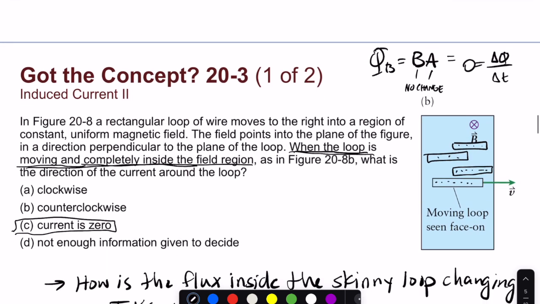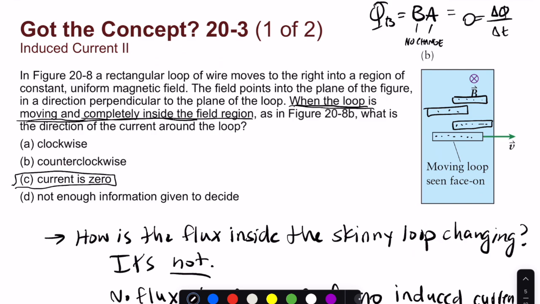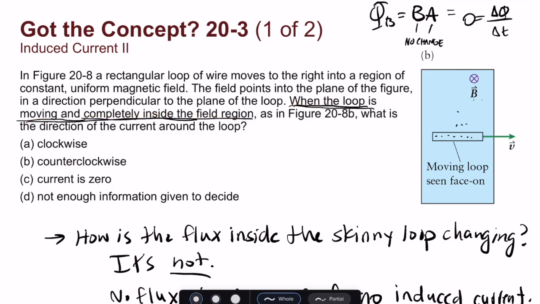So now let's look at part B, or the second aspect of this, got the concept. Let's read it carefully. What if the loop is moving, but it's completely inside of the field region? What would be the direction of the current in the loop? So it's moving around in that field region. It's going to be scooting over here, it could be scooting over here. It's moving around in there.